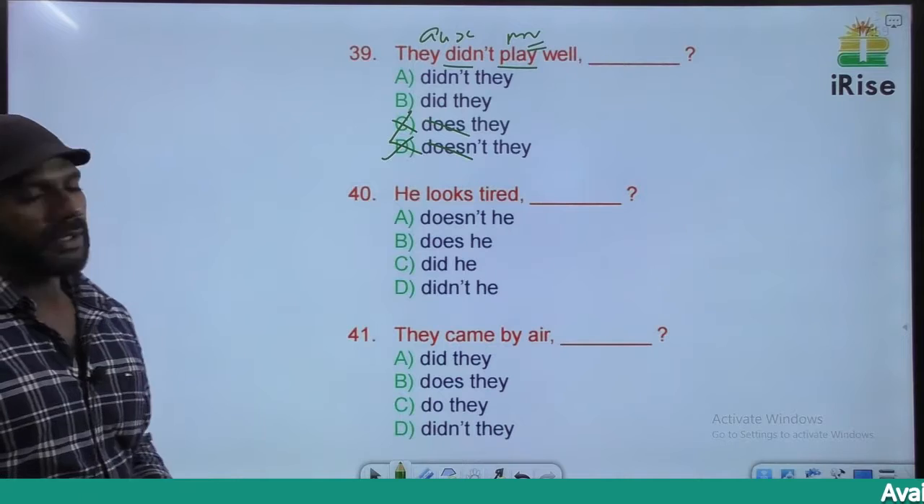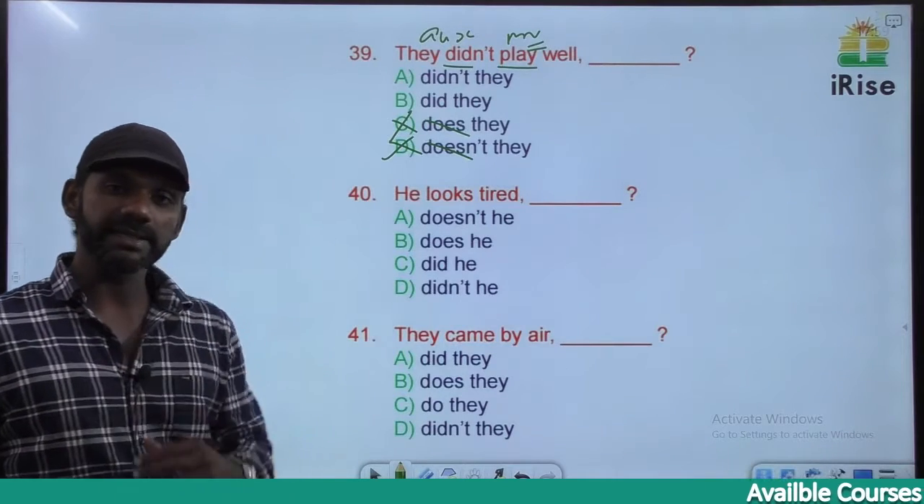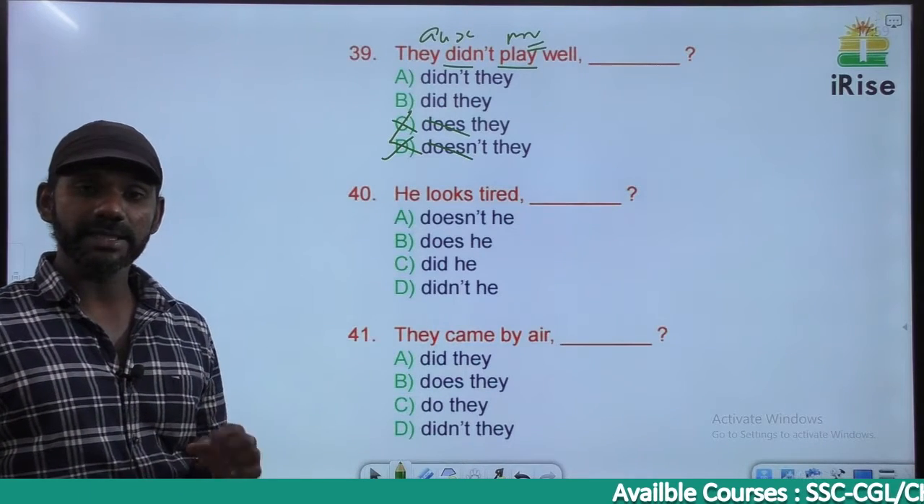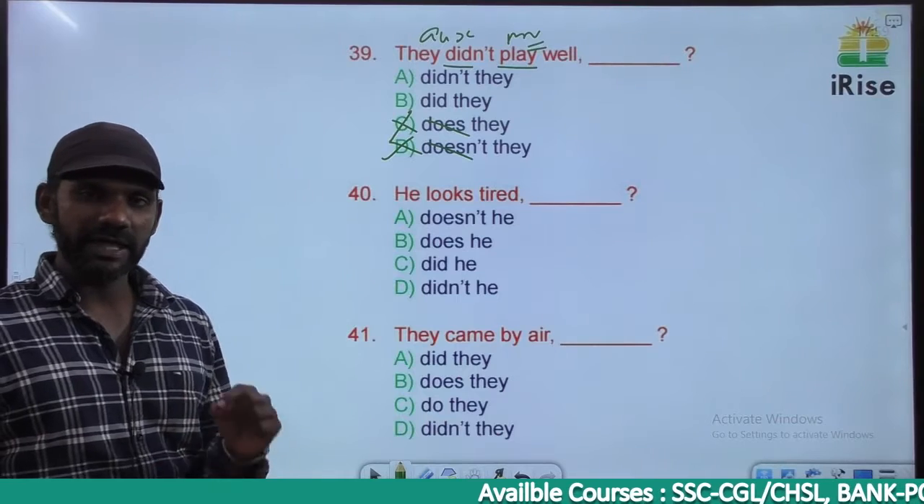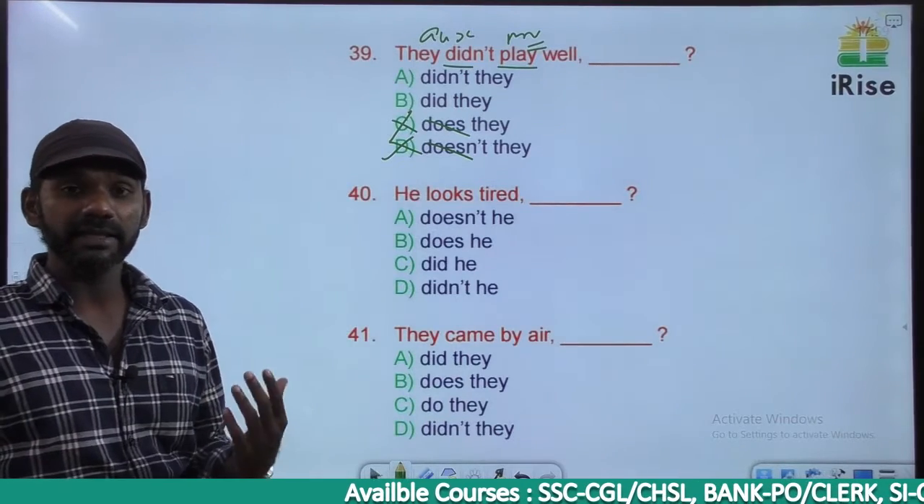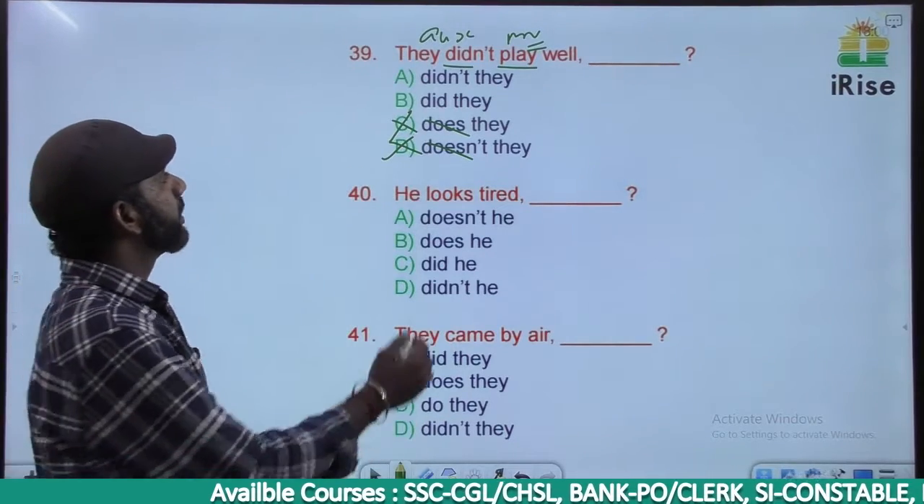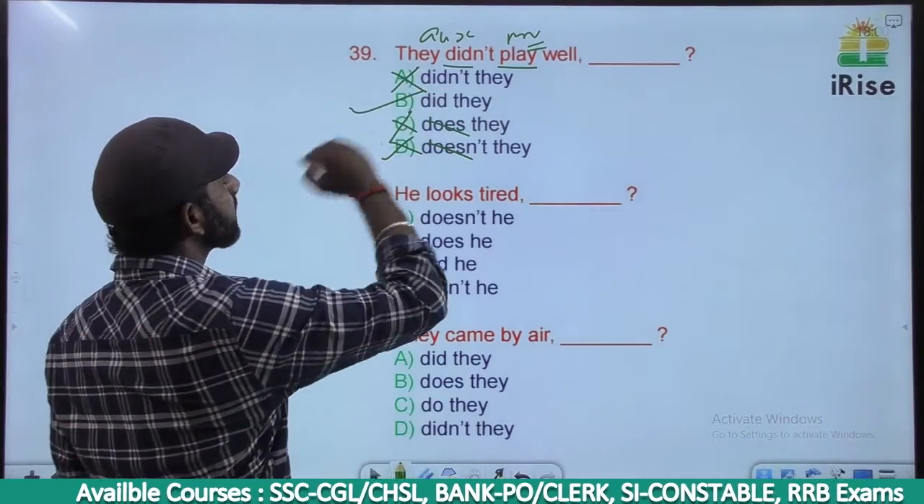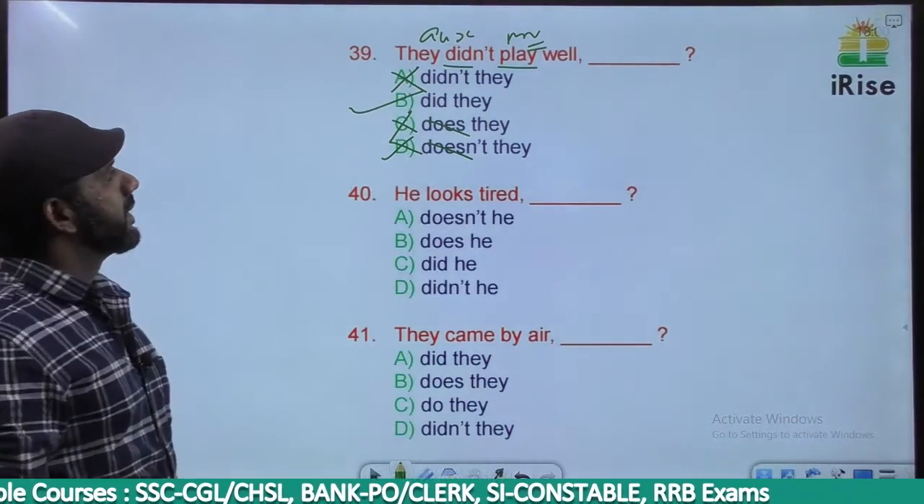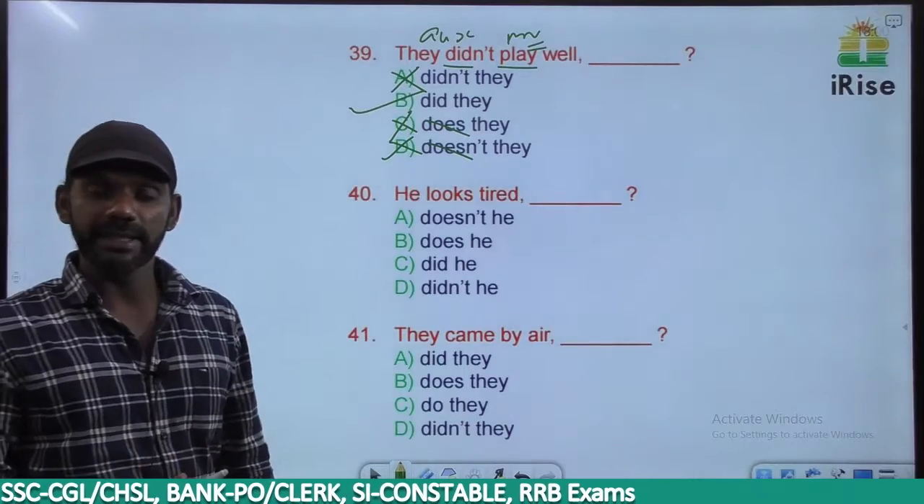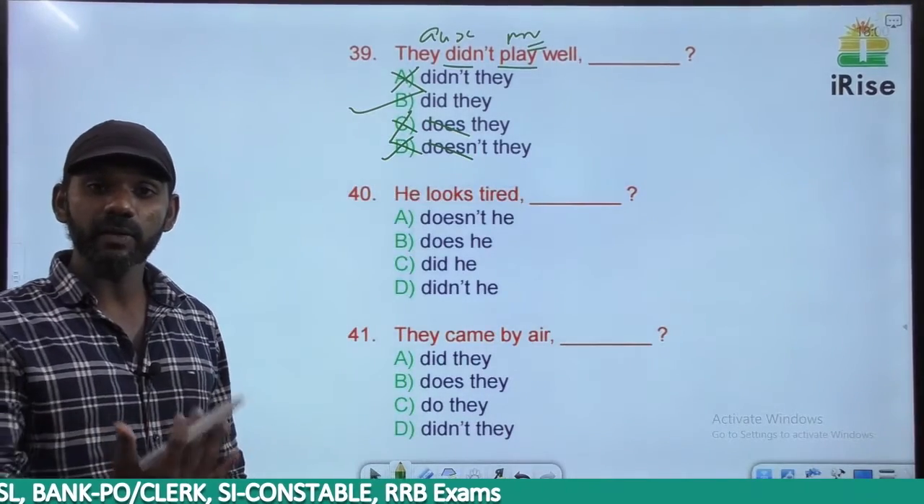They didn't play well. Do we have an N word in the sentence? Yes. Didn't is a short form of did not. So we have an N word in the sentence. In the tag there should not be an N word. Based on that, A is eliminated. The answer must be B. They didn't play well. Did they? That means did they play well? That's the meaning.